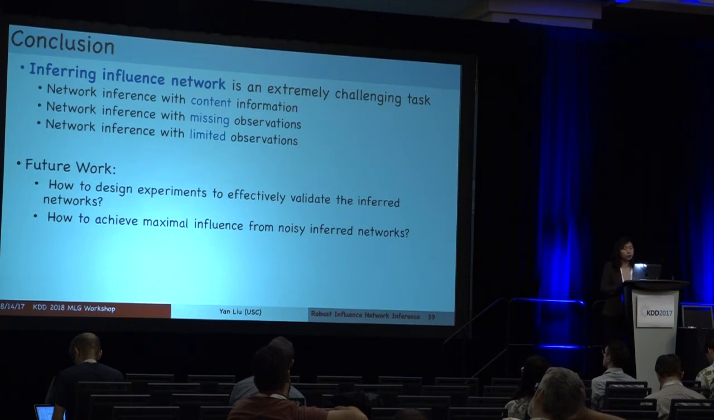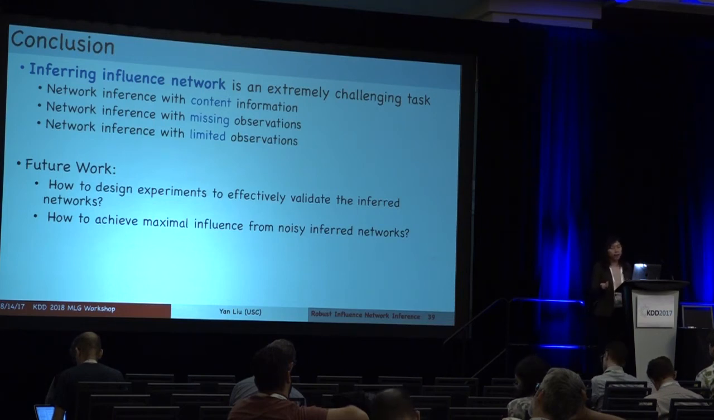So to summarize, in this short 40 minutes, I just gave you a quick glimpse of our research work on inferring the diffusion or influence network structures from cascade observations. We think it's a really challenging task, especially when we talk about robustness to missing data and limited observations. There's still a lot of research work that we can do.